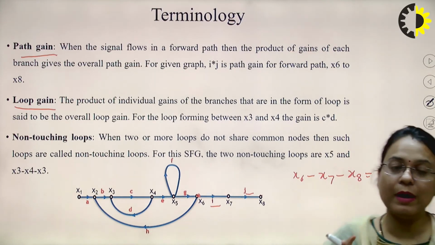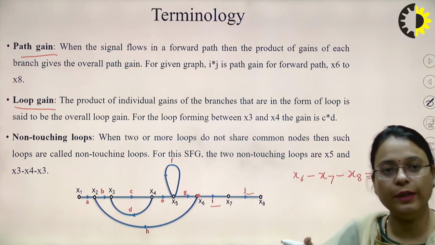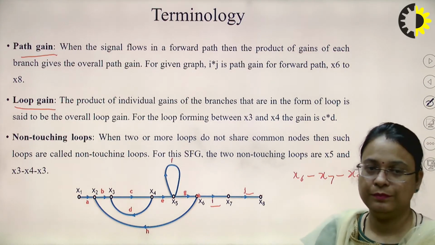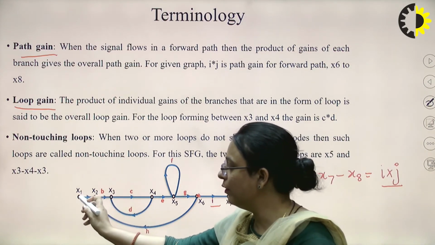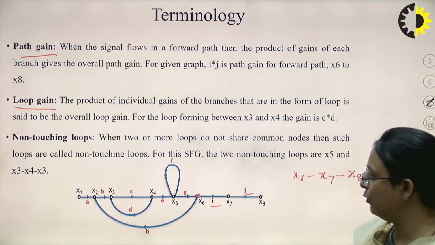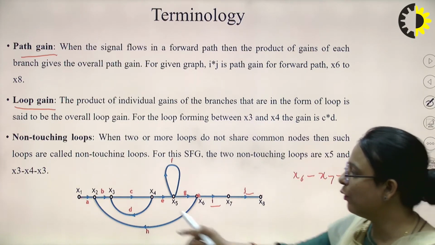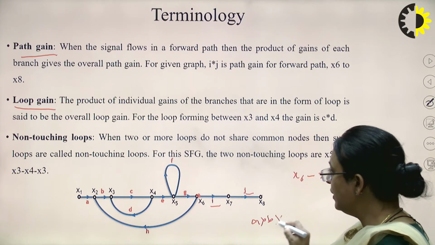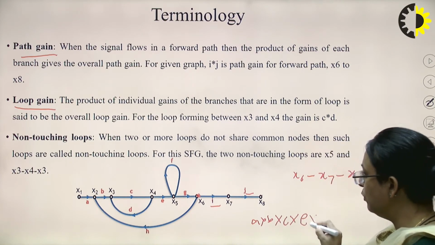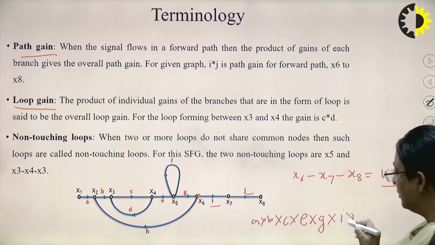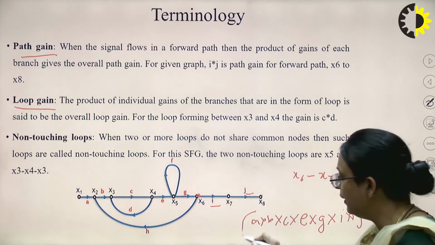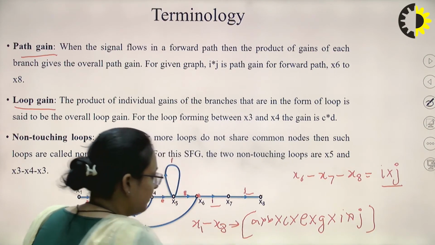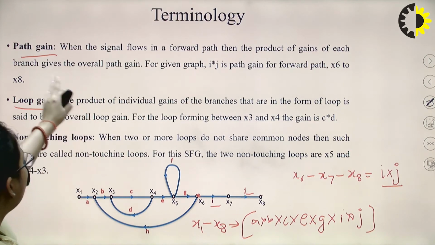The product of the gains of both branches will be the path gain of the particular system. So here, if we start from node X1 and end at node X8, then the path gain from X1 to X8 will be A into B into C into E into G into I into J. So this will be the path gain from node X1 to X8. This is the forward path gain.